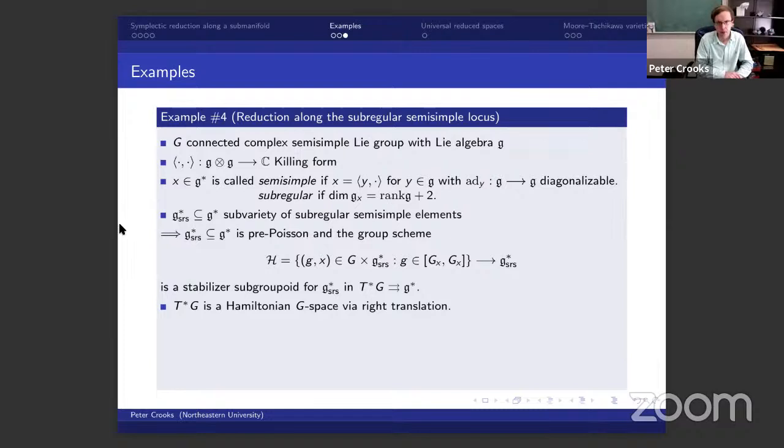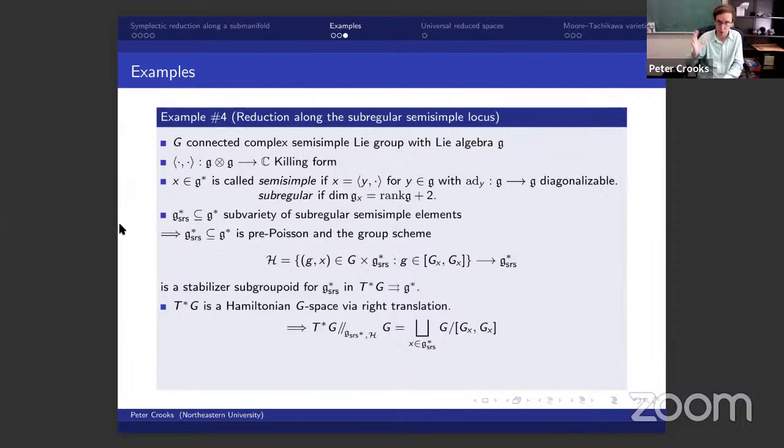Sure. So let's take the cotangent bundle of the group G, and let's let the group act on it by right translation. Consider that Hamiltonian action. Let me reduce that by the subregular semi-simple locus with respect to this specific stabilizer subgroupoid. And what are we going to get in that case? Well, we're going to get a variety that sits over the subregular semi-simple locus, and the fiber over a point in that subregular semi-simple locus, say the point is X, is going to be the group modulo the derived centralizer of X under the coadjoint action.